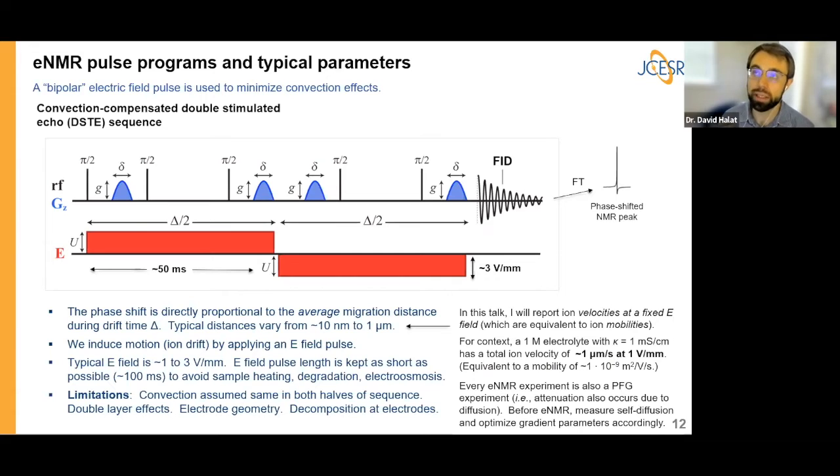So typically what that means is we want to perform a PFG experiment first with the electric field switched off so that we know what range of gradient parameters we should apply in order to be able to observe signal and not over attenuate the phase shift resonance. So there's this natural trade-off between these two processes, right? Because we want to apply strong enough gradient parameters to induce a large phase shift, but not so strong that the signal to noise ratio is really adversely affected by attenuation due to diffusion.